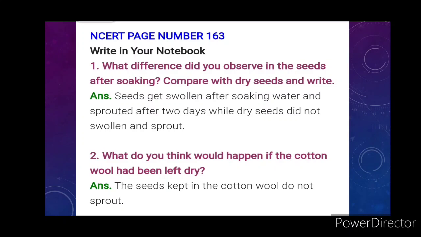What difference do you observe in the seed after soaking compared with dry seeds? In the seeds we soaked in water, the sprout comes out after 2 days, while the dry seed did not sprout. The wet seeds have small sprouts coming out from them, and the dry seed doesn't. What do you think happens if the cotton wool is left dry? If the seeds kept in the cotton wool are dry, they do not sprout.